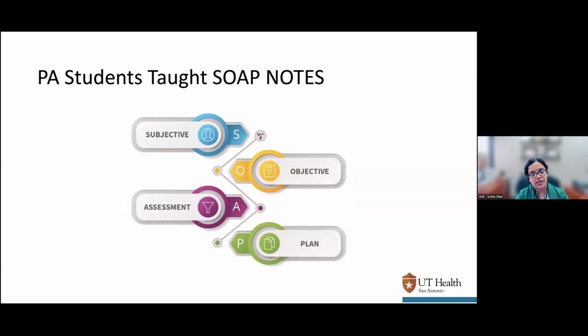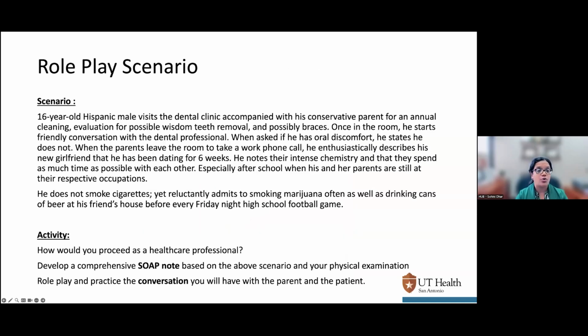As we move on to the next slide, we will see that there were role play scenarios that the physician assistant students came up with. They would role play with participation from dental and nursing students, and they would talk about, okay, this patient came, this is how we communicated with them, this is what we highlighted in the SOAP note, this was the most important part of the SOAP note, and also the conversation. This is how you have an effective conversation with your patient. Next slide, please.